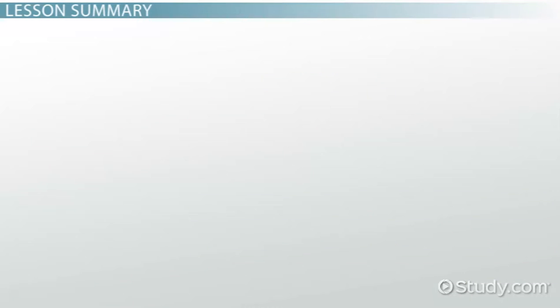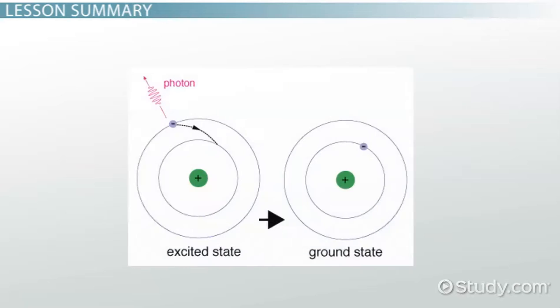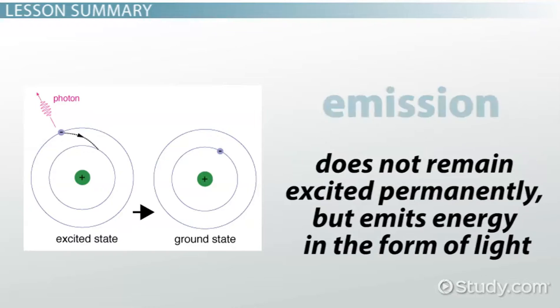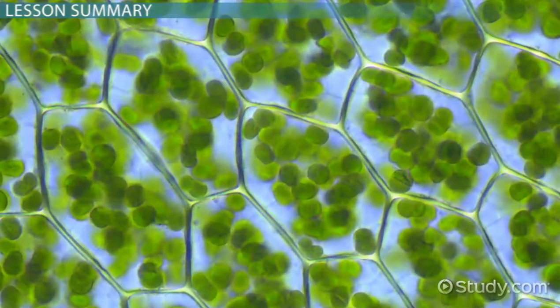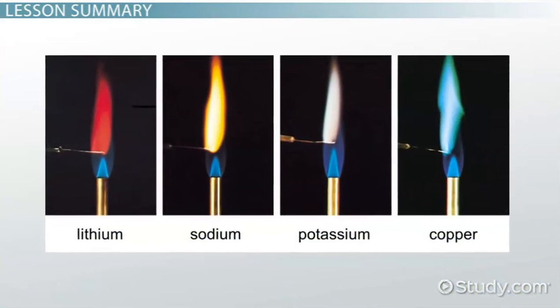Let's review. Excited states result from the absorption of energy by the outermost or valence electrons of an atom that cause a jump to higher energy shells or orbitals. The excited state electron does not remain excited permanently, but emits energy in the form of light, known as emission, in order to return to its original ground state. Excited states are important parts of some reactions as well as in the analysis of substances.